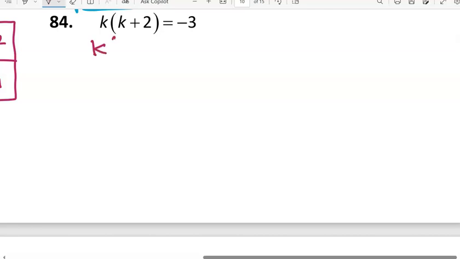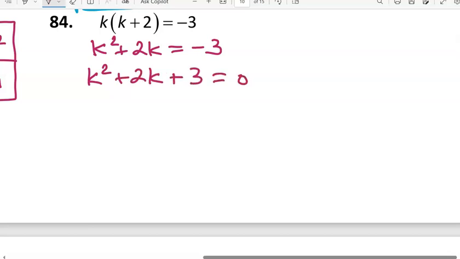In number 84, I'm going to begin by distributing the multiplication over the addition in the parentheses. And then from here, we can add 3 to both sides. And I might try to factor here, but the problem with this is there are no factors of positive 3 that add to positive 2. And so in that case, I can use maybe the complete the square method, which means I'm probably just going to go back to my original step where the constant was on the right side of the equation and just place plus blanks on both sides.